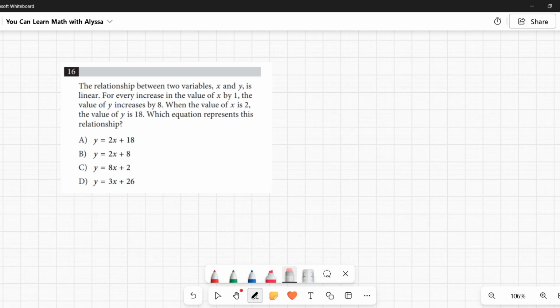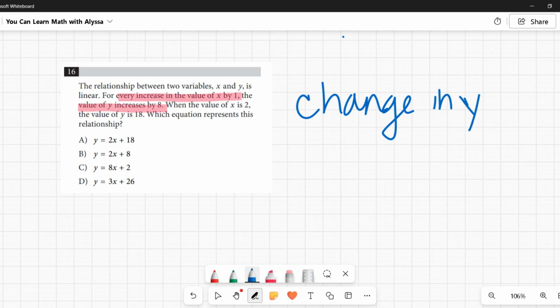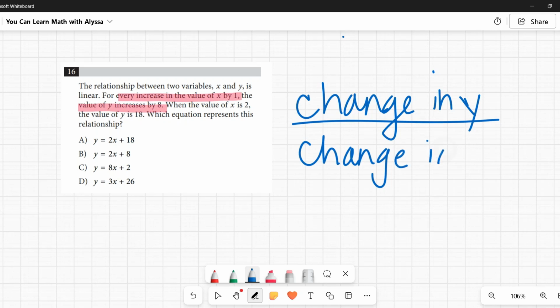For every increase in the value of x by 1, the value of y increases by 8. When the value of x is 2, the value of y is 18. Which equation represents this relationship? When we're talking about an increase in the value of x, that is a change in x. The value of y increasing by 8, that's a change in y. The equation for slope is change in y divided by change in x.